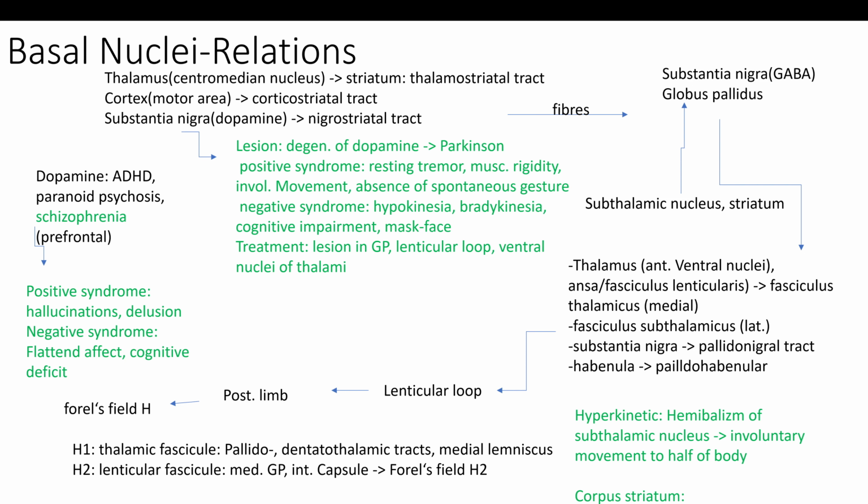A lesion of the nigrostriatal tract and the consequent degeneration of dopamine within the substantia nigra would decrease the level of dopamine and give Parkinson's disease. It would manifest itself in the motor system and give positive syndromes: resting tremor, muscular rigidity, involuntary movements, absence of spontaneous gesturing. Negative symptoms: hypokinesia, bradykinesia, which is the slowness of movements, and postural disturbances, Parkinson's posture, cognitive impairment, mask-like face.